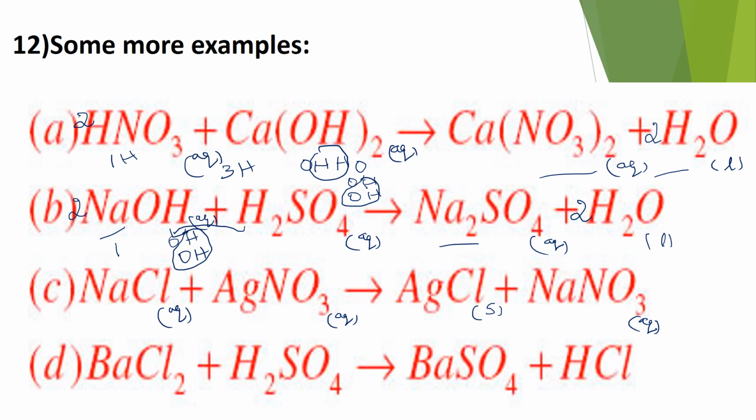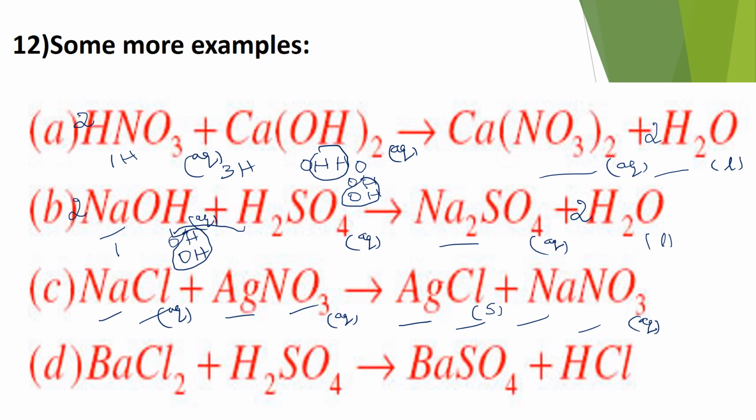So here look at this, it is already balanced. Silver 1, silver 1, and chloride is 1 here, here also chloride 1, and nitrate ion 1, nitrate ion 1, both the sides. Sodium also 1, 1 on the reactant side and product side respectively. So no need to balance this. What you have to do is only write the physical state symbols for this.